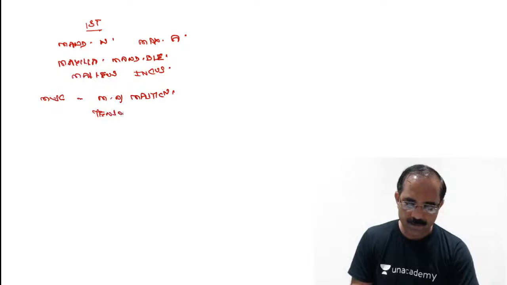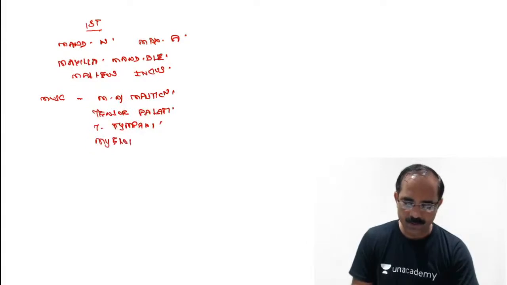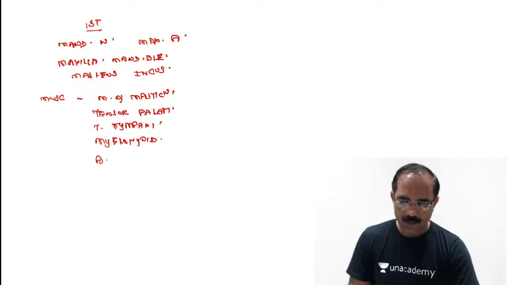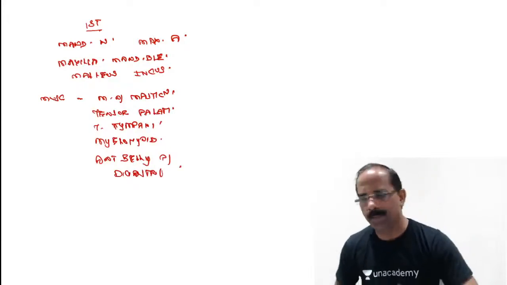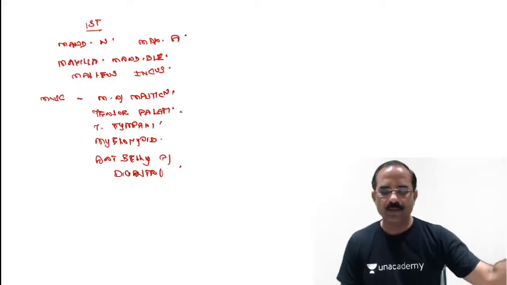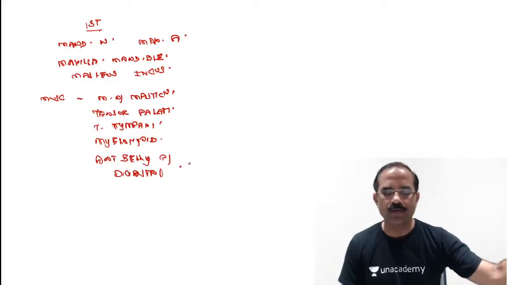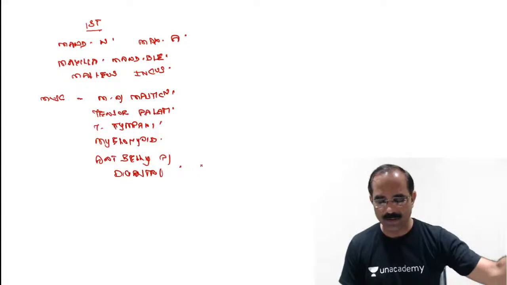Tensor palati, tensor tympani, mylohyoid, and the anterior belly of digastric. Just remember this, it is very important. Plenty of MCQs you get on this. So what are the muscles derived from the first pharyngeal arch? The muscles of mastication, those four muscles you know, the tensor palati, the tensor tympani, the mylohyoid, and the anterior belly of digastric.